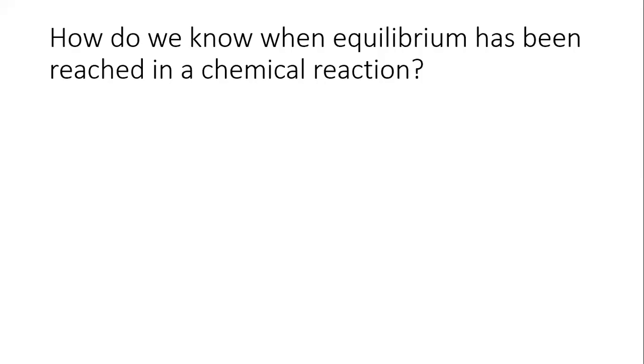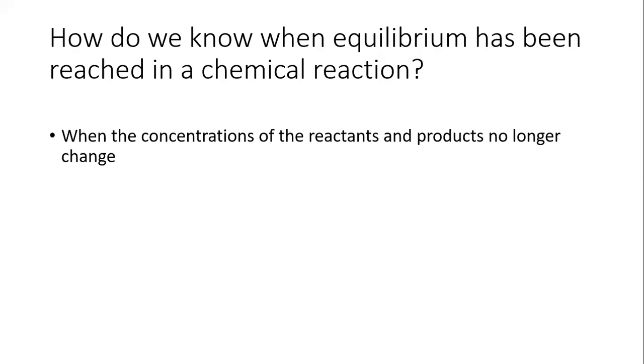Okay, to add to that, we can also know when equilibrium has been reached in a chemical reaction if the concentrations of reactants and products no longer change. That is another way, aside from the forward reaction being equal to the reverse reaction. So when the concentrations of the reactants and products no longer change, we conclude that equilibrium has been reached.